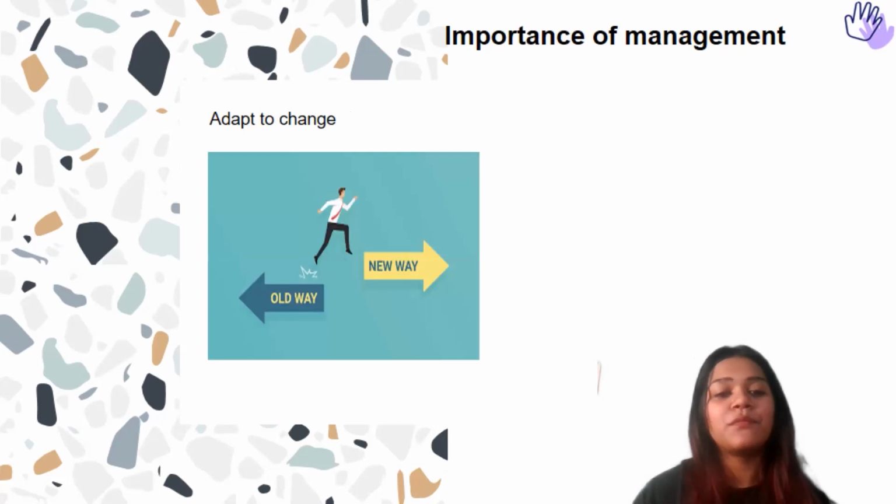Adapt to change. People are generally used to working the old way, and whenever any new thing comes, they are a bit hesitant to change. Management can help in adapting to the change by adopting the new way.